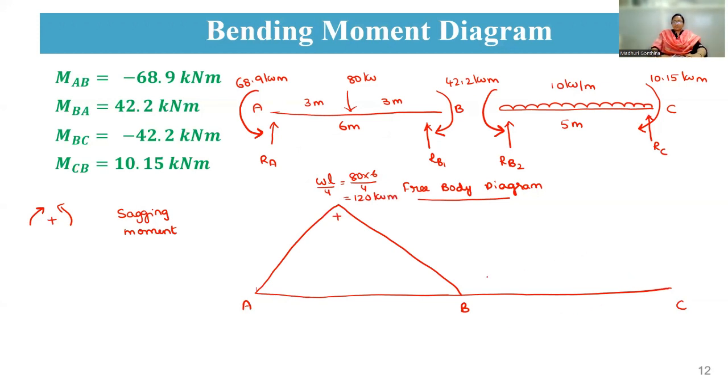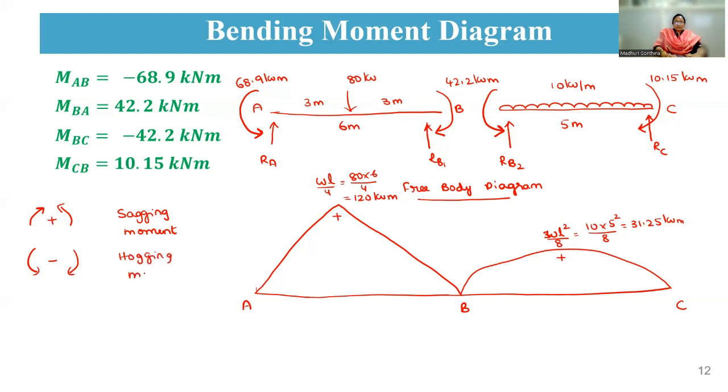Now coming to your BC, that is UDL, therefore it is a parabola of WL square by 8. That means 10 into 5 square by 8, which will become 31.25 kilonewton meter. This is also again positive. So this is a free bending moment diagram. Now coming to the final end moments, that will be in hogging nature, that means it is negative. This is a hogging moment. So these are the sign conventions actually.